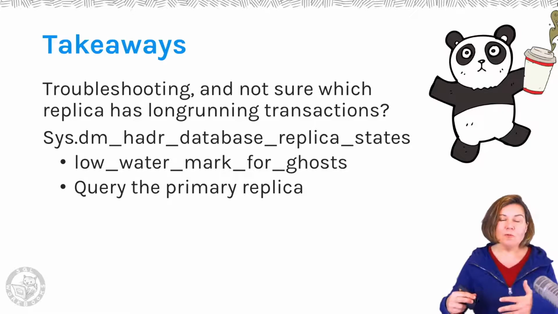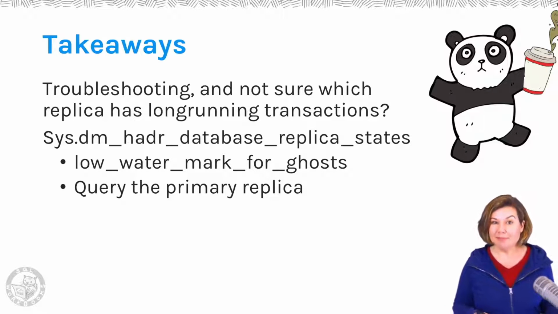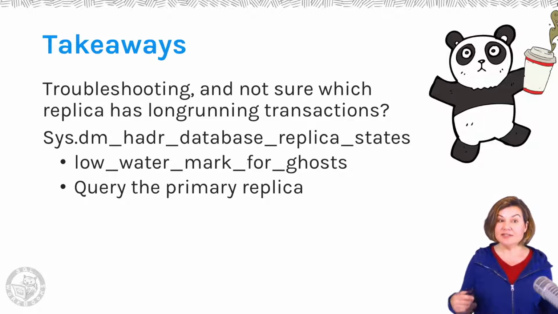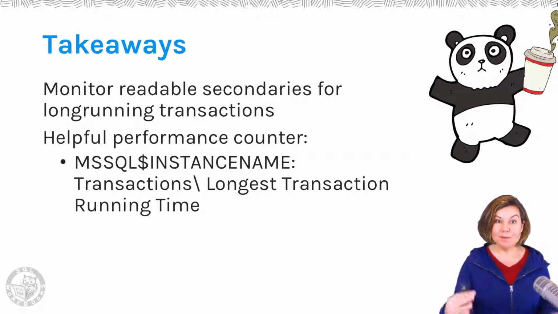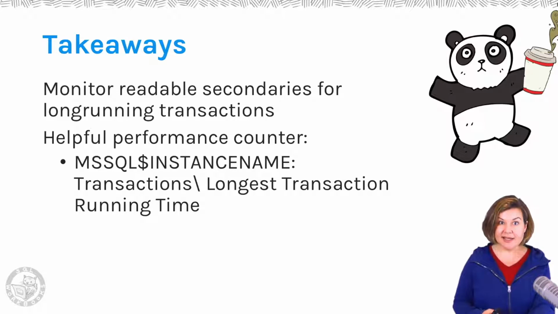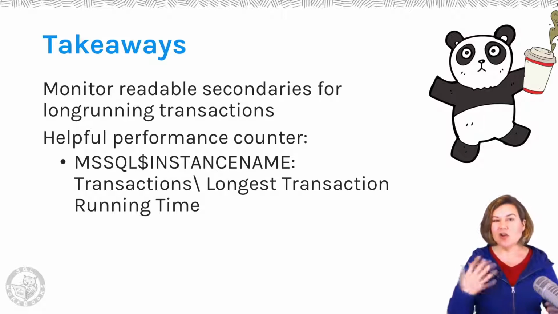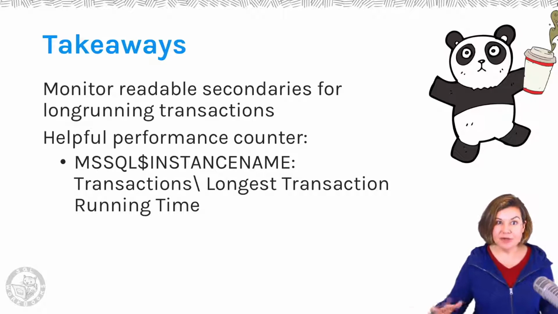Other takeaways. If you aren't sure where long-running transactions might be in an availability group that has a lot of replicas, the sys.dm_hadr_database_replica_states dynamic management view may help to look for that low watermark, but I think that it's easier to baseline your long-running transactions counter at first. And if you baseline this and it's longer than you would expect at the beginning against your replicas, just start looking at what's running in that time. Are there long-running queries running that I don't know about that are part of a process that's running during this time? You can also set alerts using this simple counter.